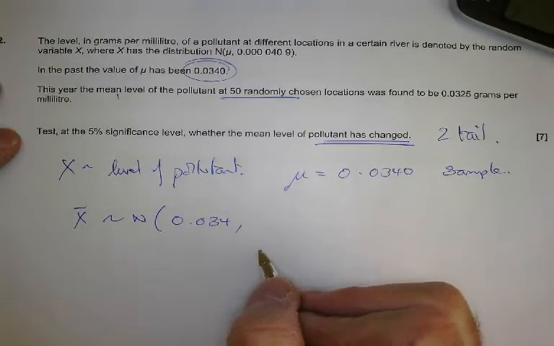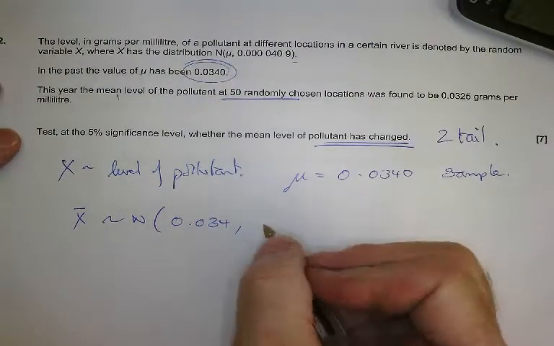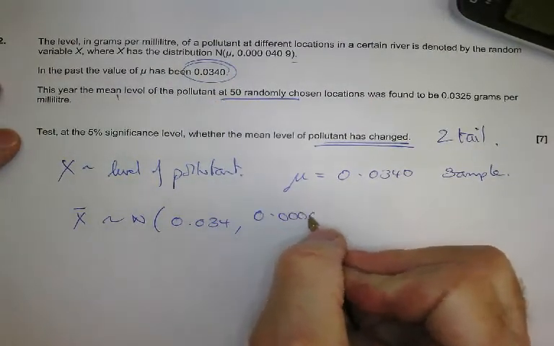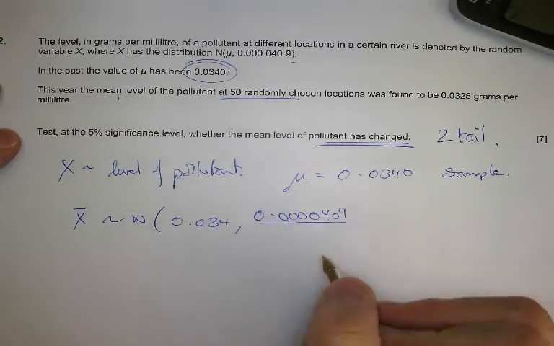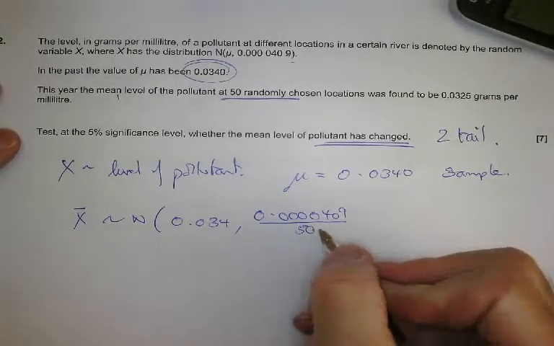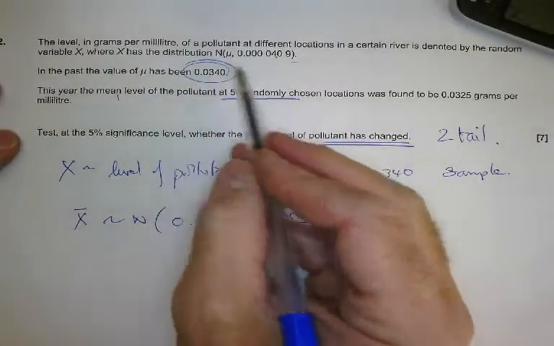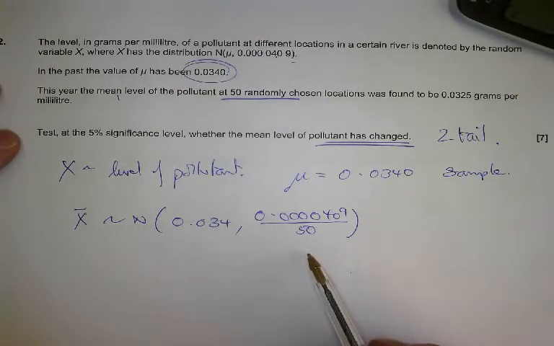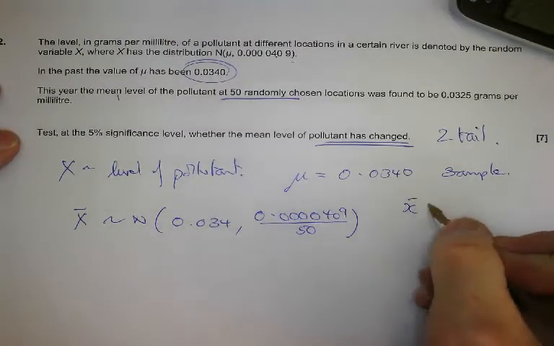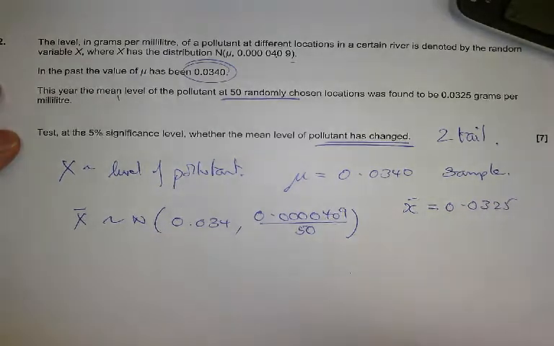And now the variance is this horrible number here. So I'm going to write it out, and please don't make mistakes. There are 4 zeros there, all over 50. So I need to remember that that is my variance. This is for the population, and now this is my sample. Okay, this is my sample. So x bar here is 0.0325 because that is my sample distribution.